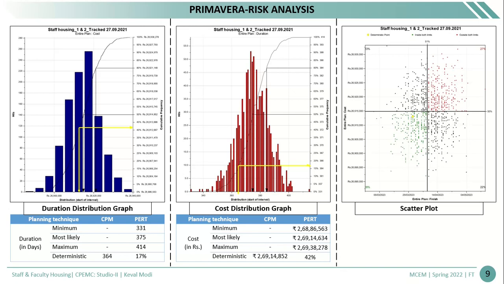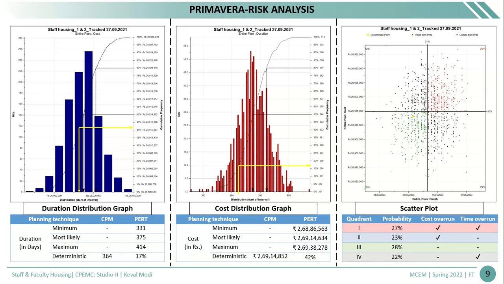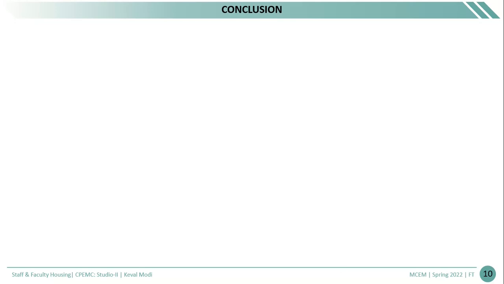Then the scatter plot is prepared to understand how much probability of cost overrun and time overrun there is. The green color shows that there is a 28% probability that no time or cost overrun will occur. The red color shows that there is a 27% probability that time and cost both will occur. The gray color shows that there is a 22% probability that only time overrun will occur, and the blue color shows that there is a 23% probability that only cost overrun will occur.